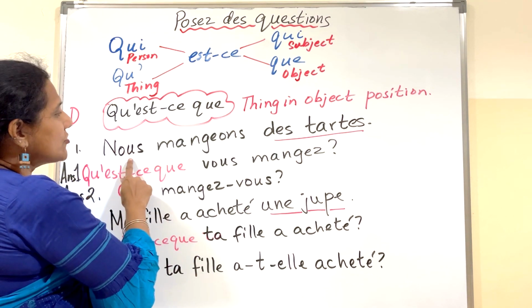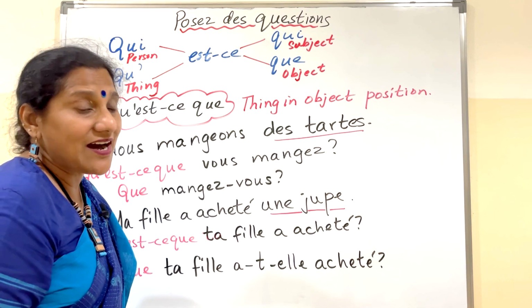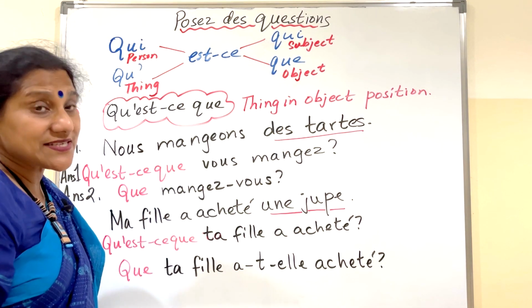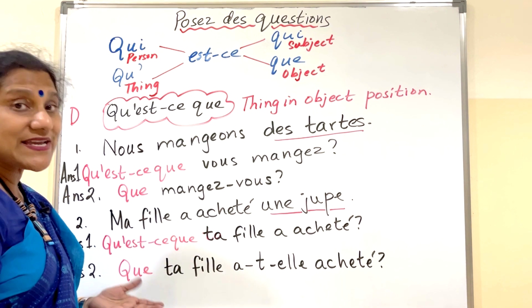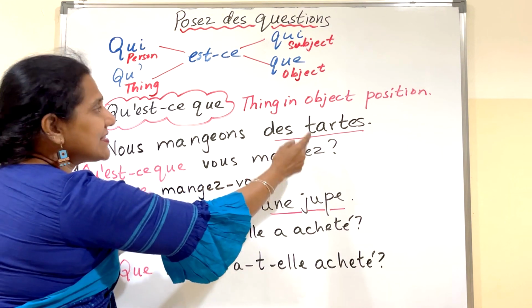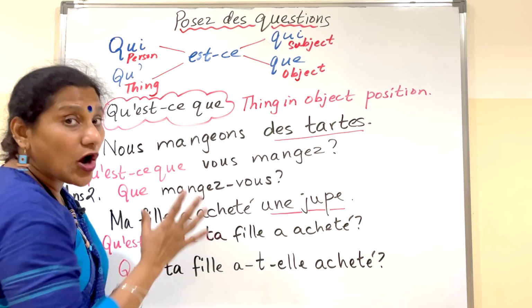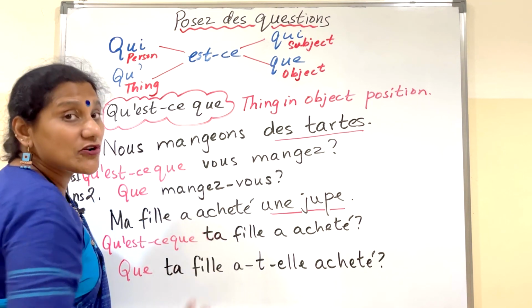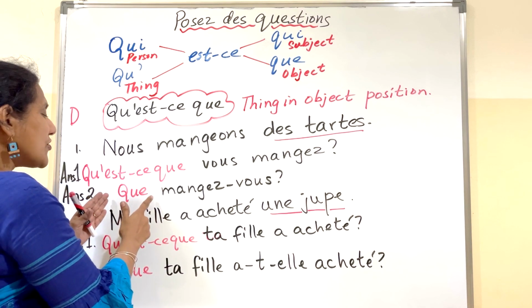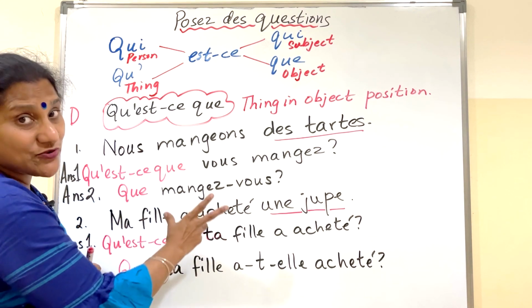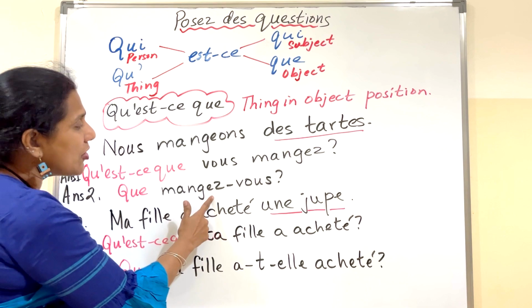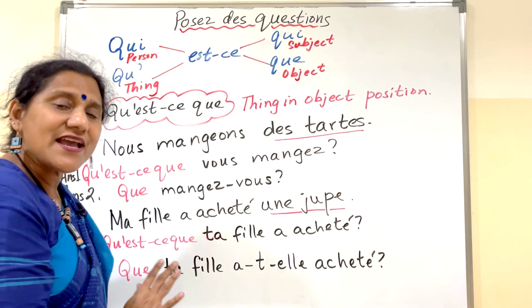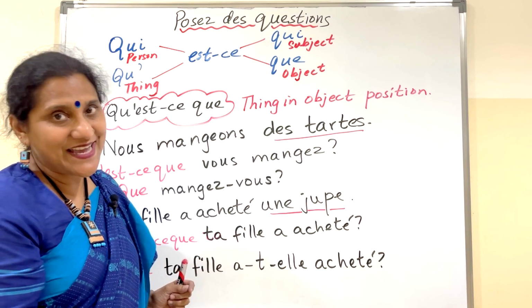So, nous mangions des tartes. Now the question we have to ask, des tartes. We eat some tarts. What are you eating? So, des tartes is a thing in the object place or position. So, it's qu'est-ce que vous mangez. Now, you want to use the short form, you need to use inversion. Que mangez-vous? So, the answer would be qu'est-ce que vous mangez or que mangez-vous?